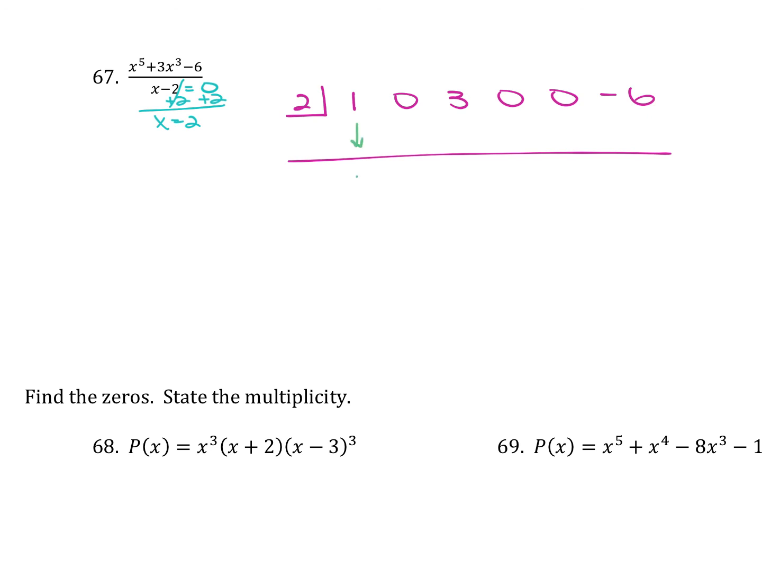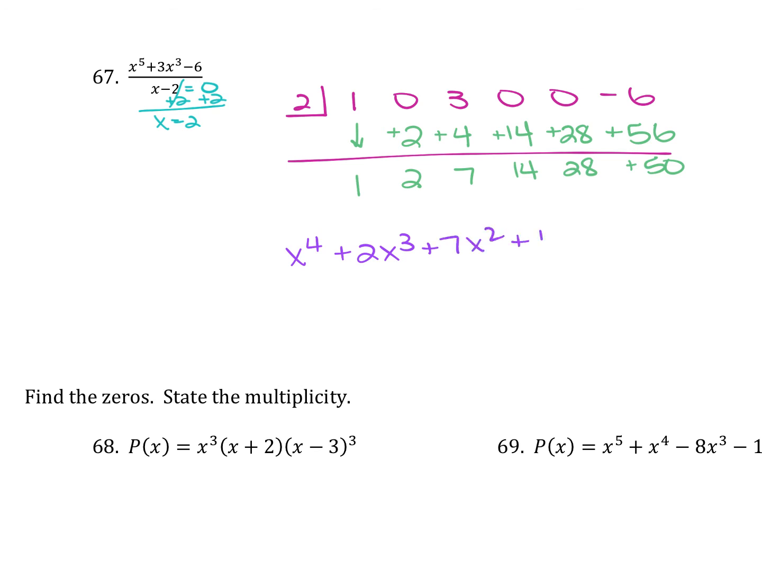So your 1 drops down. 1 times 2 is 2, plus 0 is 2. 2 times 2 is 4, plus 3 is 7. 7 times 2 is 14, plus 0 is 14. Times 2 is 28, plus 0 is 28. Times 2 is 56, plus negative 6 is 50. So this means that you are going to have x to the 4th power plus 2x cubed plus 7x squared plus 14x plus 28 plus 50 all over x minus 2.